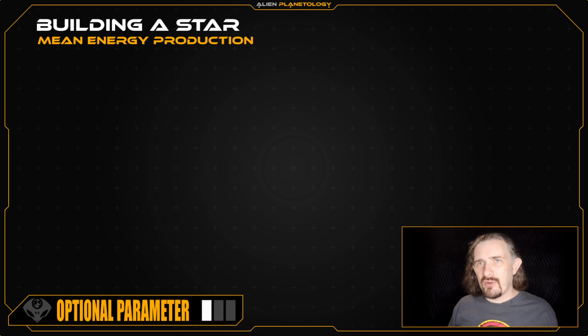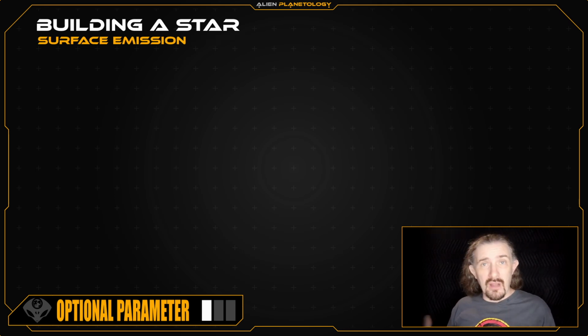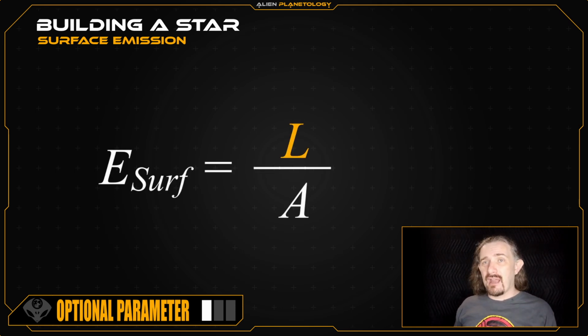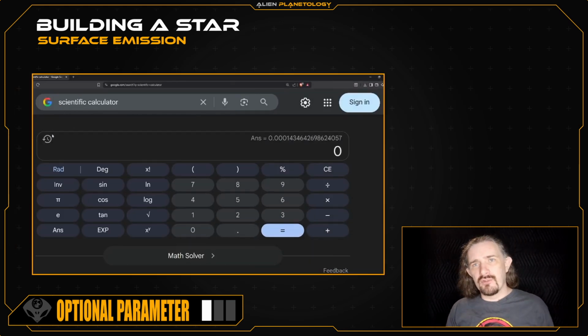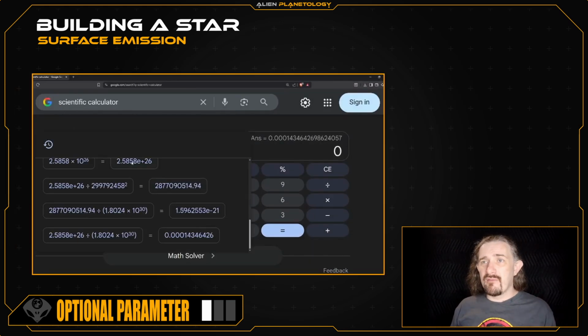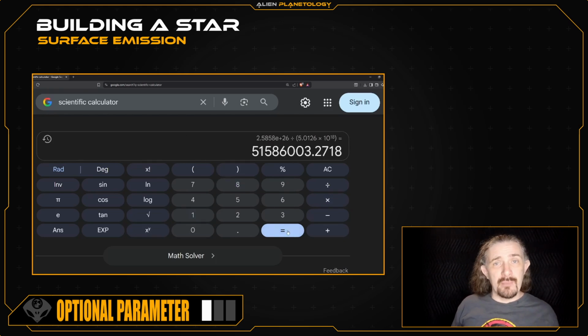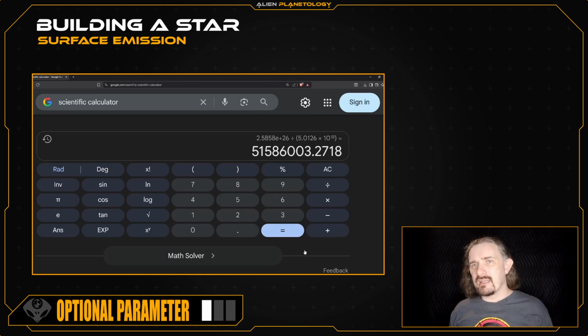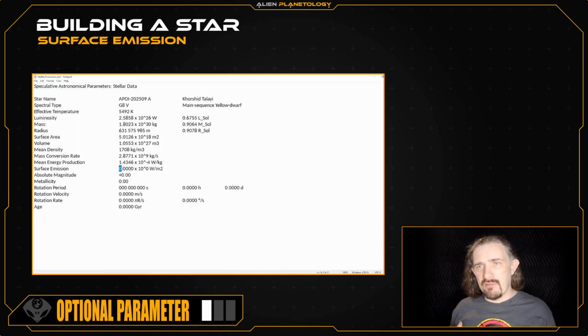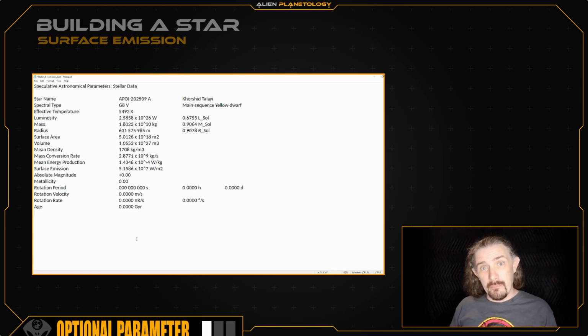Our last optional parameter is the star's surface emission, which is a measure of how much energy is being released by every square meter of the star's surface. It is given by this equation, where the star's luminosity is divided by its surface area. I'm going to retrieve my luminosity value one last time and then divide it by the surface area that I calculated earlier of 5.0126 times 10 to the 18 square meters. Pressing equals gives me a value of 5.1586 times 10 to the 7 watts per square meter. So every square meter of my star is emitting over 51 million watts.